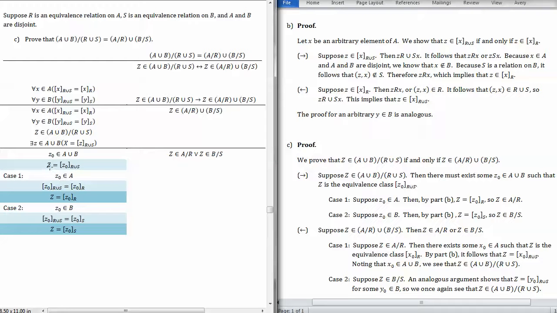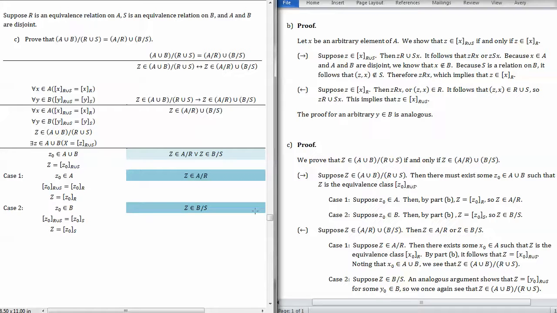So basically, we went from having capital Z being an R union S equivalence class to, in one case, being an R equivalence class, or in the other case, being an S equivalence class. Basically using what we did in part B. That's where all the hard work was. So now we're basically done, because in case one we prove that capital Z is an R equivalence class, and in case two we've proved that capital Z is an S equivalence class. So that takes care of it. You can take a look at what that would look like in a proof here. You see then by part B shows up in both cases.